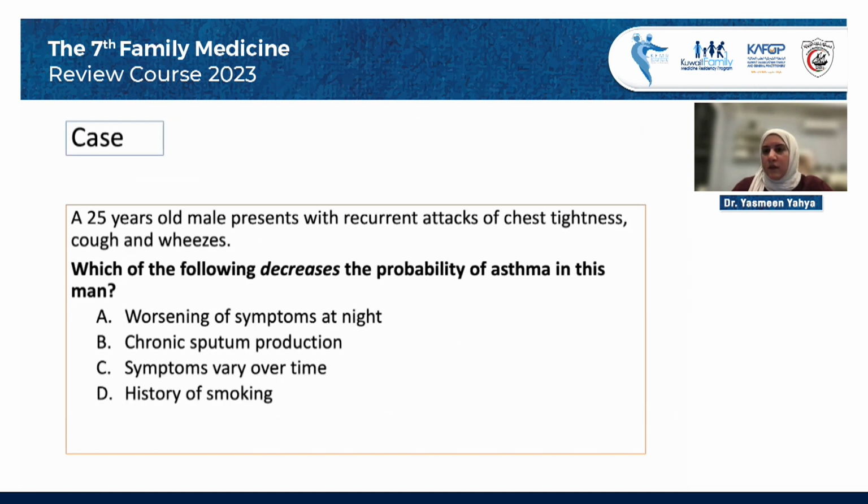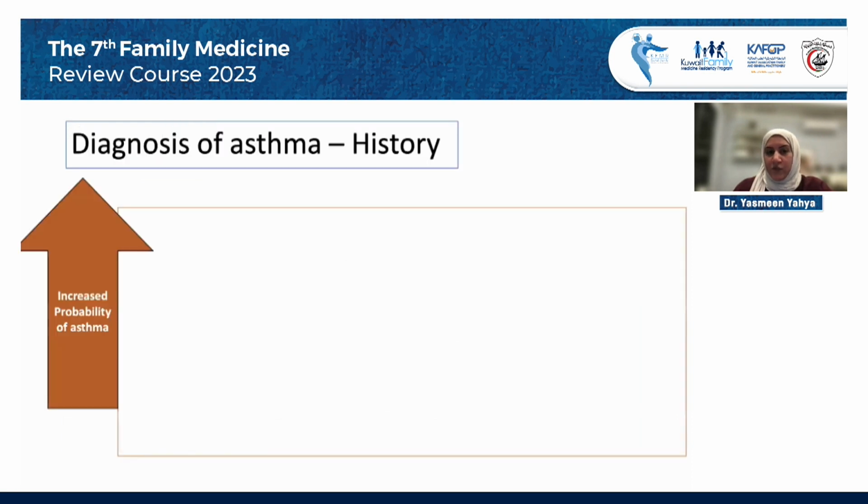So let's go through this case. A 25-year-old male presents with recurrent attacks of chest tightness, cough, and wheeze. Which of the following decreases the probability of asthma in this man? Worsening of symptoms at night, chronic sputum production, symptoms vary over time, or history of smoking? The answer is chronic sputum production, because this is not normal for patients with asthma.